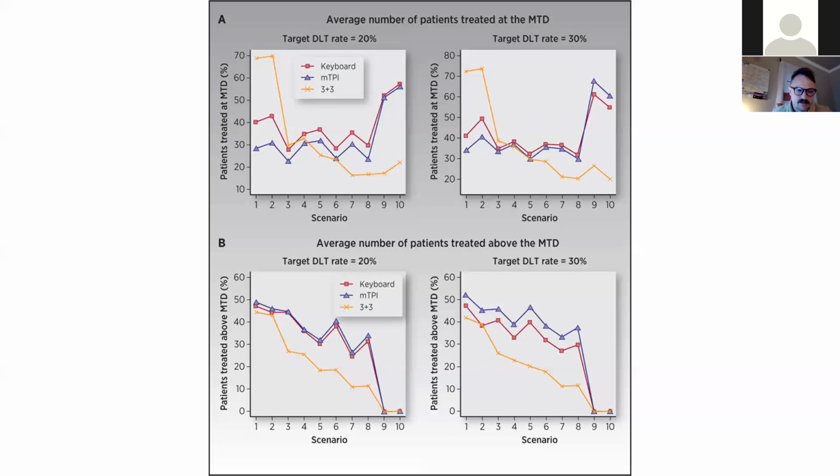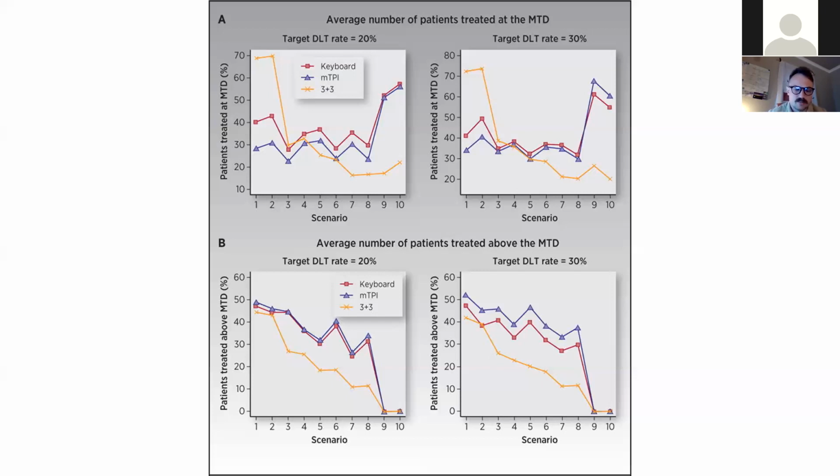Conversely, though, when we look at our average number of patients treated above the MTD, this is where the 3+3 is having better metrics in this figure B. We can see that across all the scenarios, until we hit the last, which has the highest dose being the MTD, the 3+3 has fewer patients treated above the MTD.